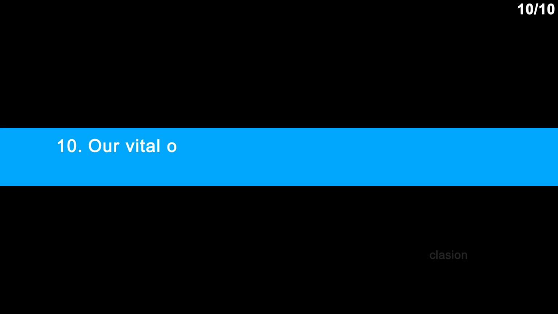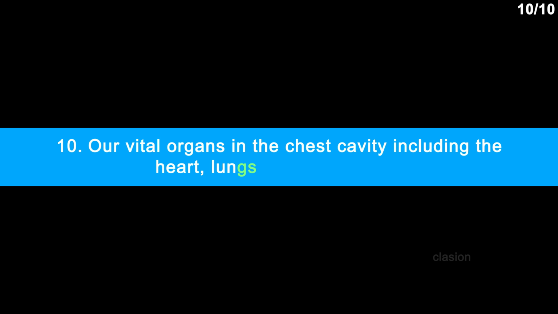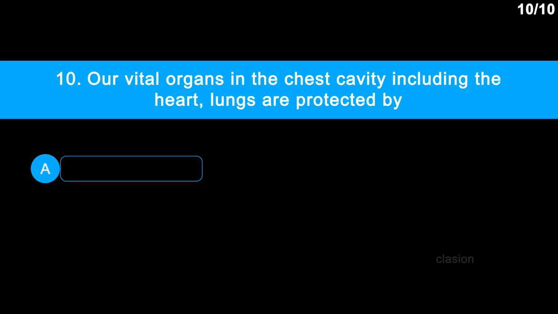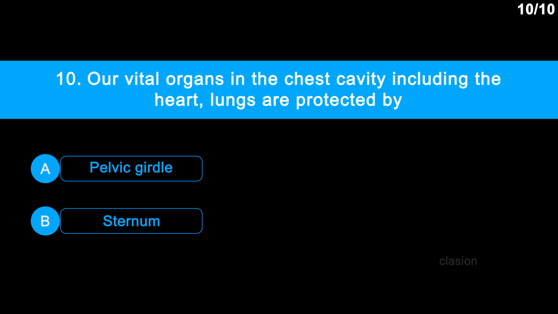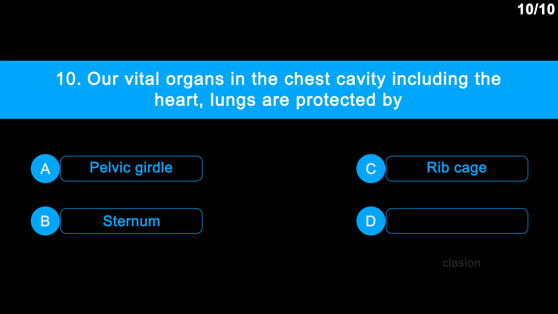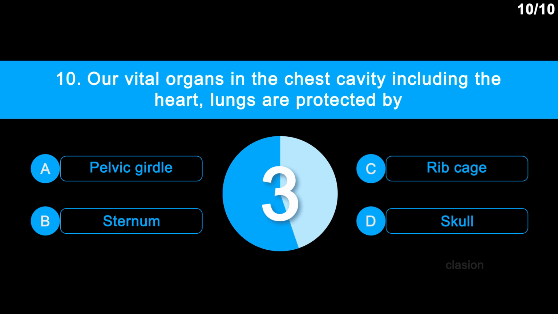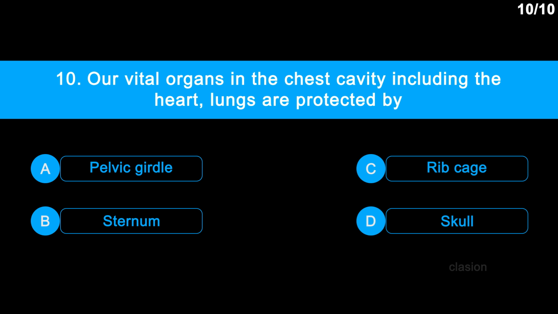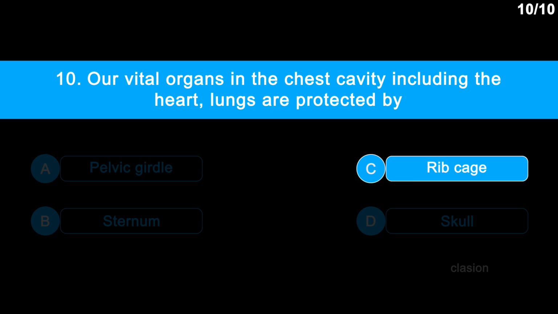Question number 10. Our vital organs in the chest cavity, including the heart, lungs, are protected by Option A. Pelvic girdle. Option B. Sternum. Option C. Rib cage. Option D. Skull. The correct answer is option C, rib cage.